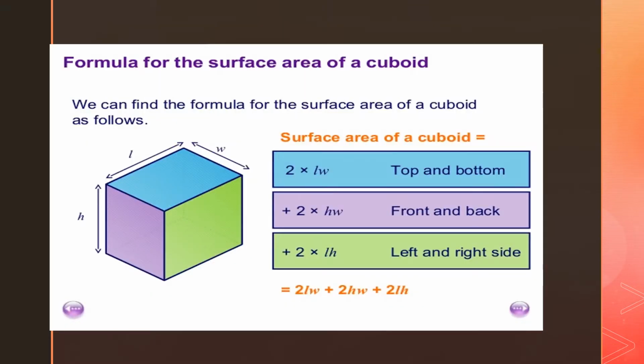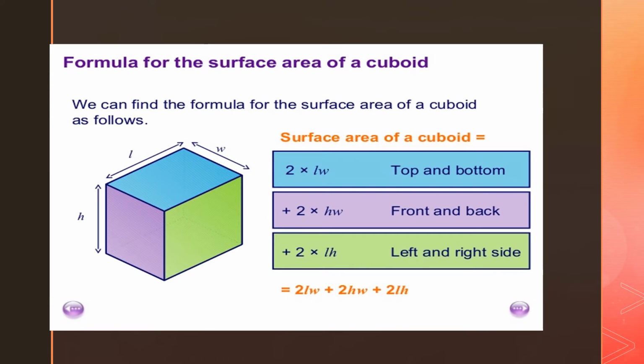What is the formula to calculate the surface area of a cuboid? Here, a cuboid has length, breadth and height. The surface area is the entire area of a cuboid. If you see the top and the bottom parts of a cuboid, you can calculate the area of this part: length into width. The bottom part has another length and width, so 2 times length into width.